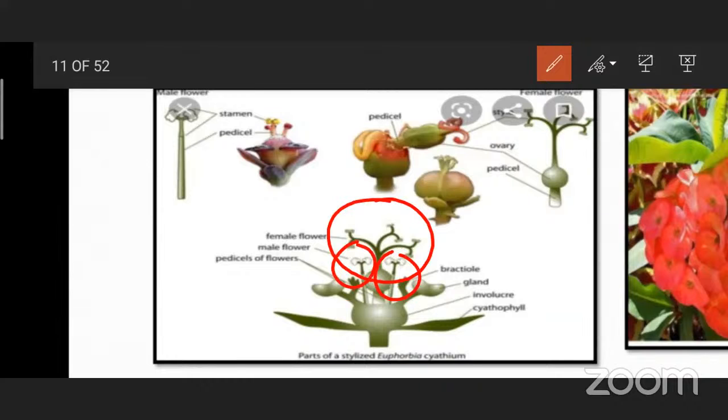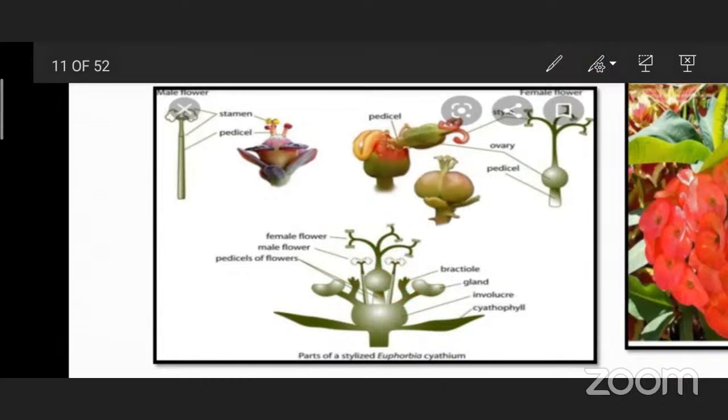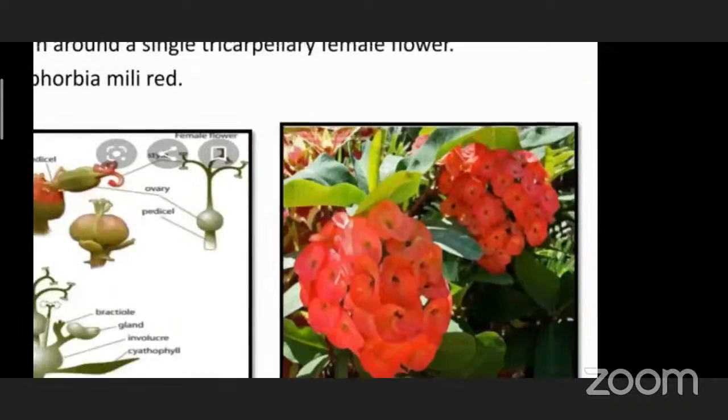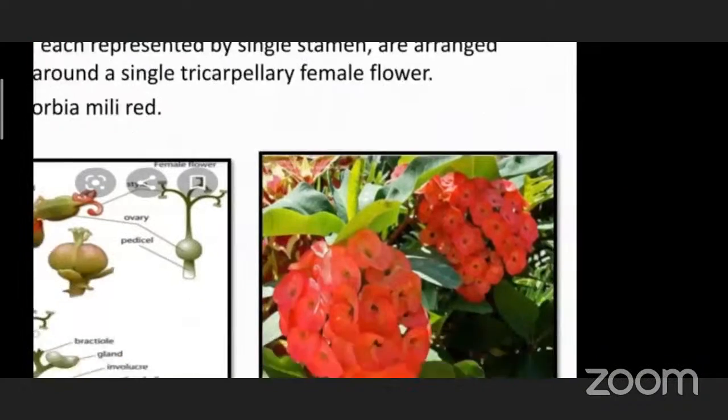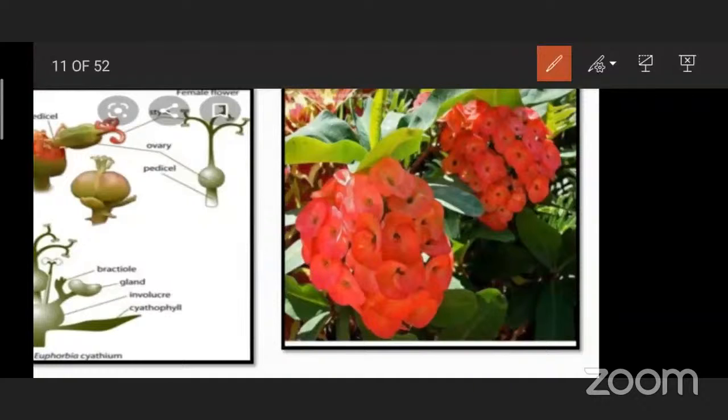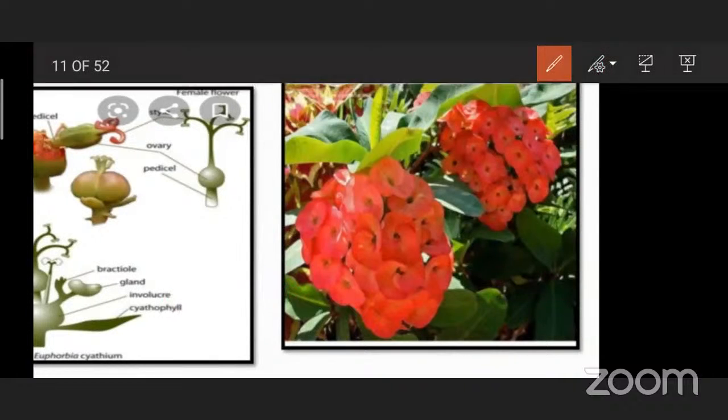Example, Euphorbia. And another example, Euphorbia milii. This is Euphorbia milii. It shows cyathium inflorescence.